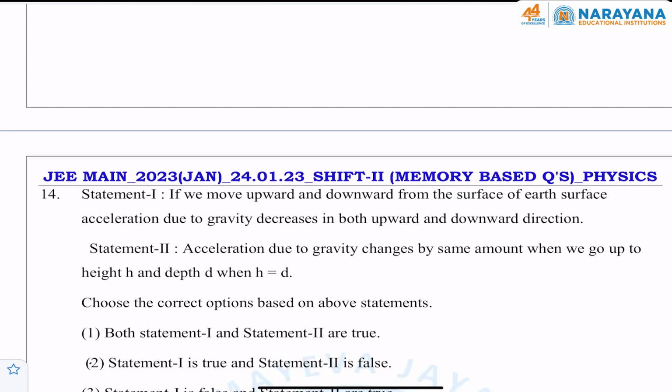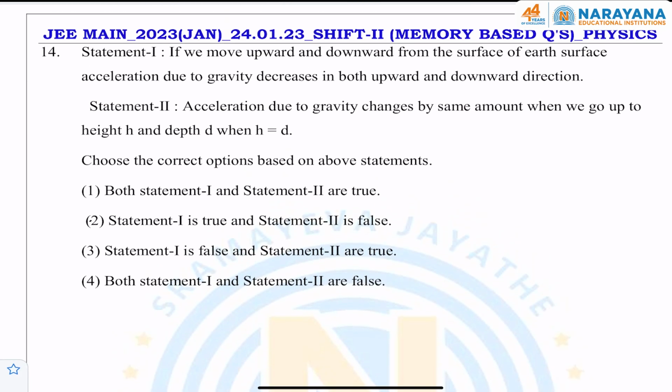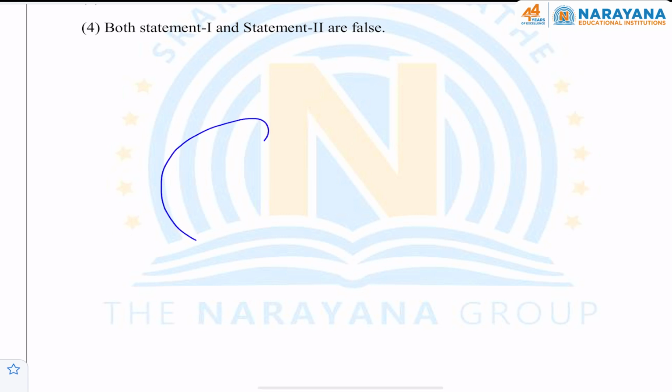Next, 14th question. If we move upward and downward from the surface of Earth, acceleration due to gravity decreases in both upward and downward directions. The first statement is correct. Acceleration due to gravity changes by the same amount when we go up to height h and depth d when h equals d. Let us see it.